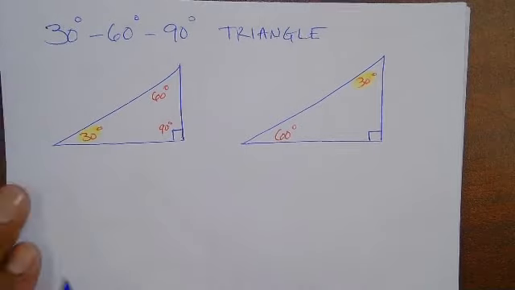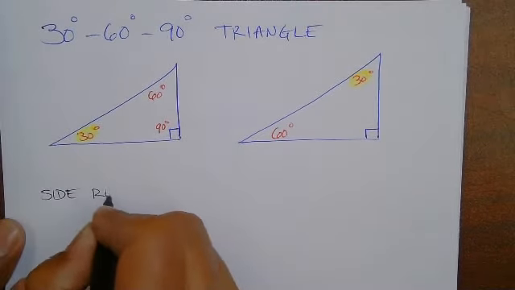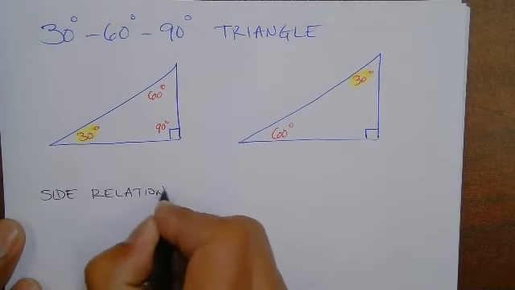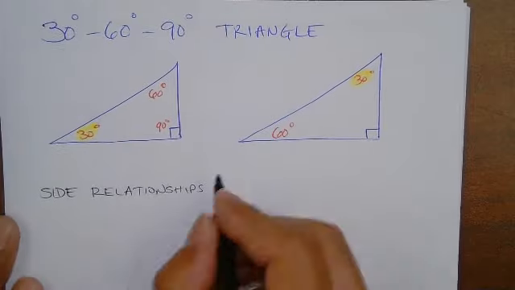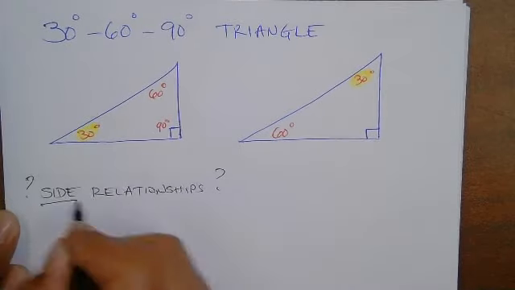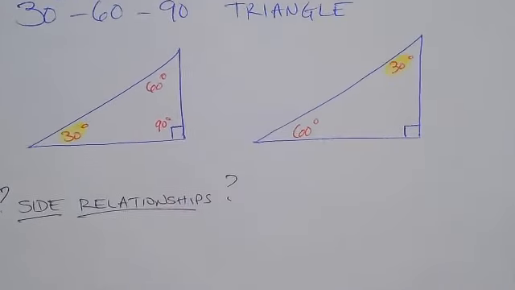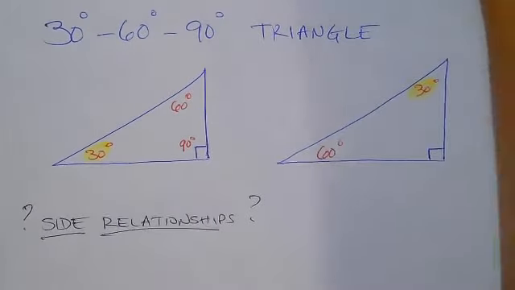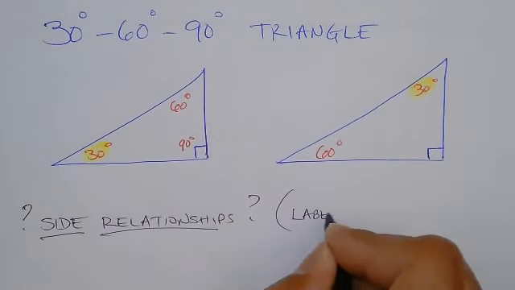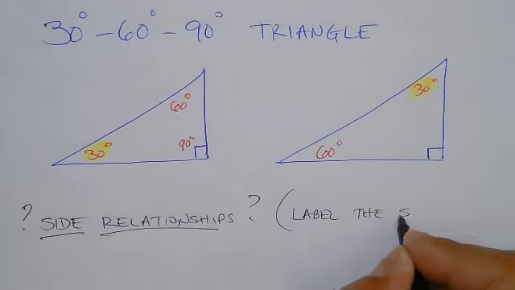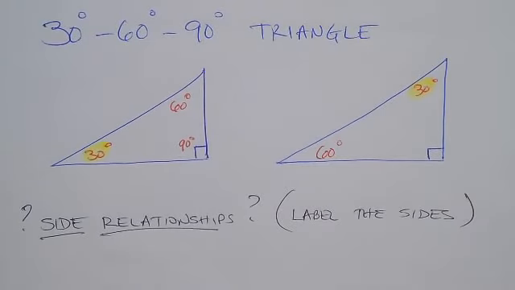Okay, here you go. This is the side relationships. I'm just going to jump into the water. What are the side relationships for a 30, 60, 90 triangle? What does that mean? Well, how do you label the sides? How are they related? How do I label the sides? That's what I'm talking about.